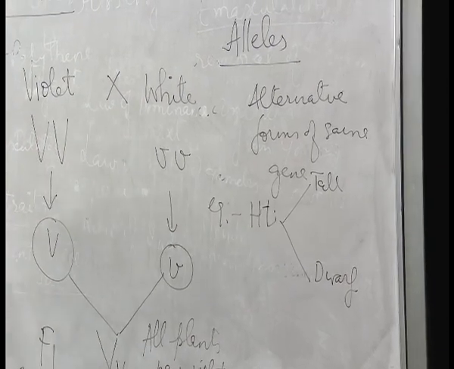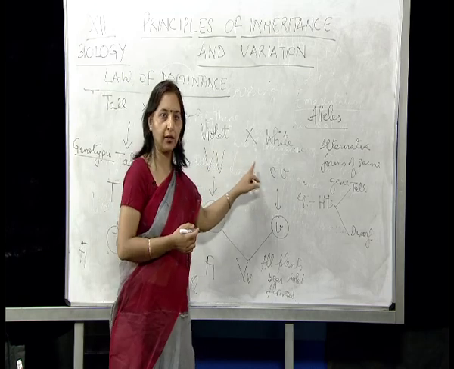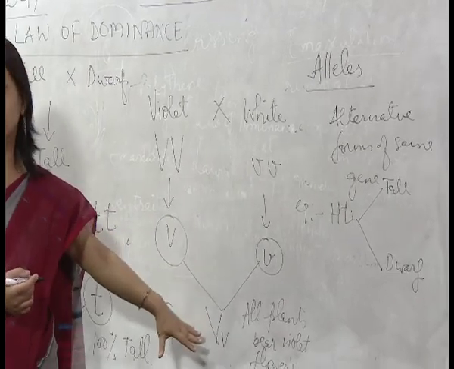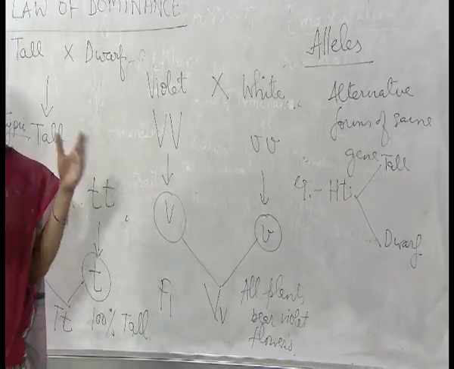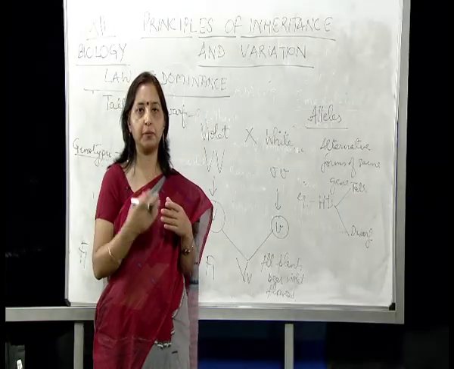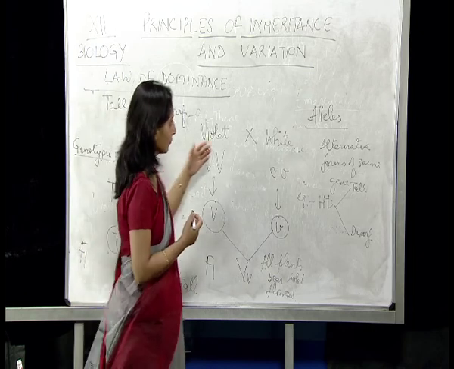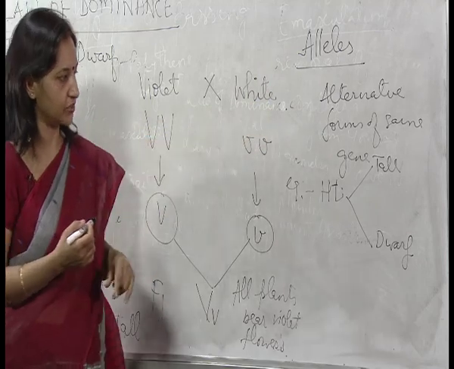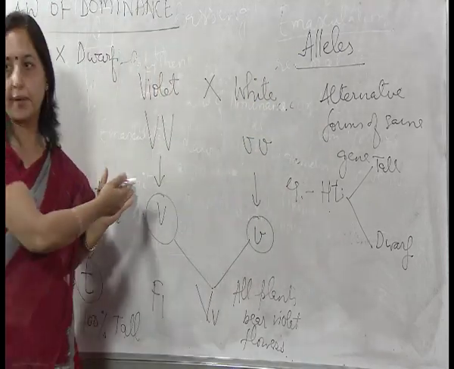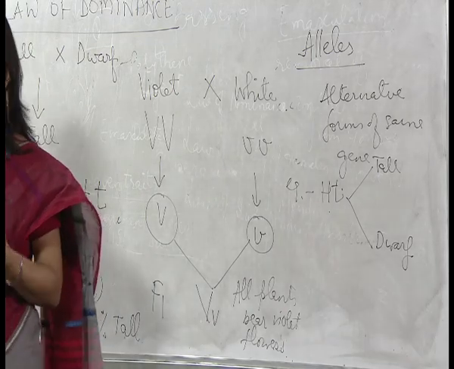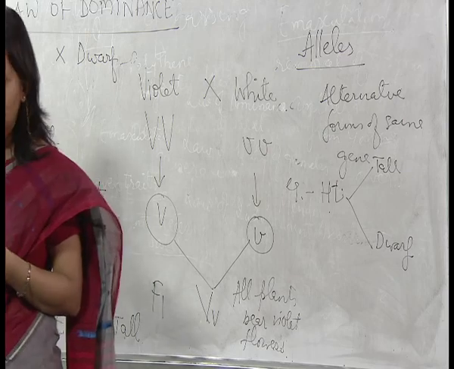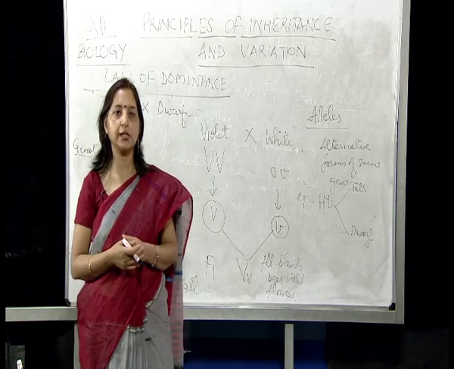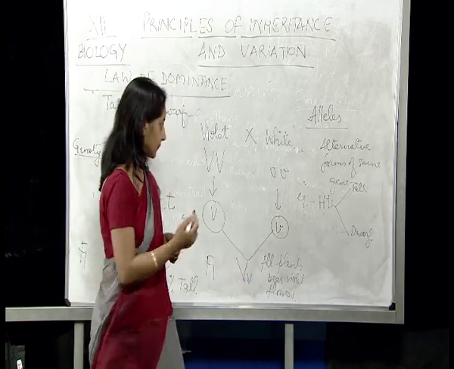If you talk about this particular cross, there are two alleles for the color of flower. One is the violet allele and the other is the white allele. And in the first generation, only one allele appears. The second allele does not appear because its presence is hidden. So this is the first term which we must know, that is alleles, alternative forms of the same gene. We can take the example of flower color, the shape of the seed, or the color of the seed. So there are various forms for which we have two alleles, that means two alternative forms of the same gene.